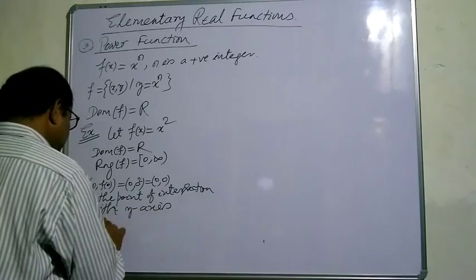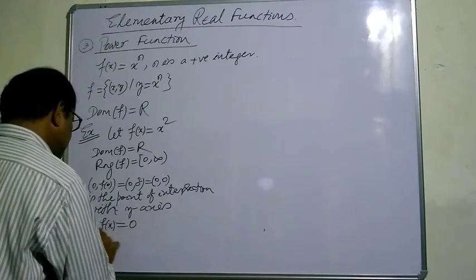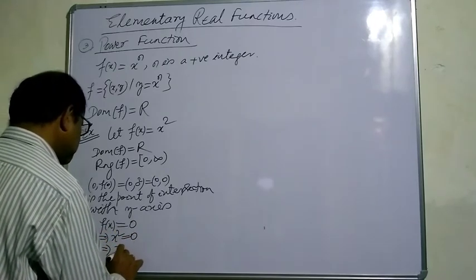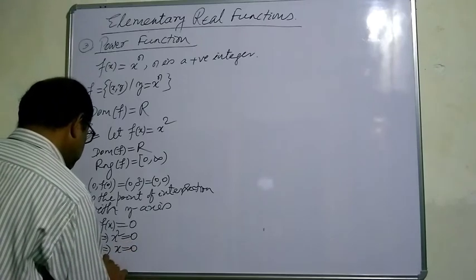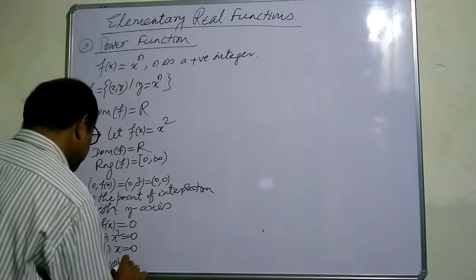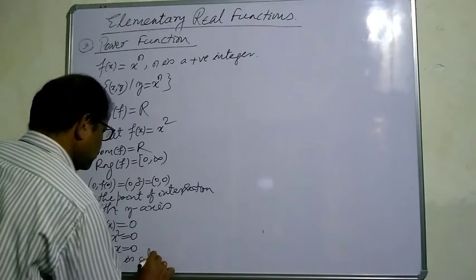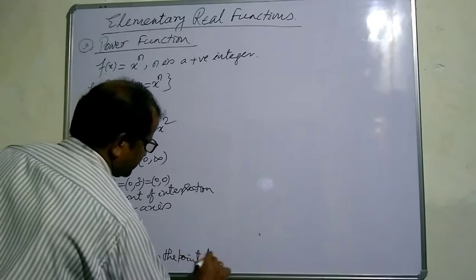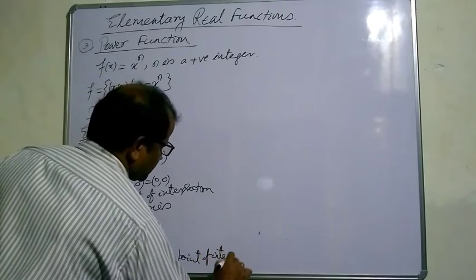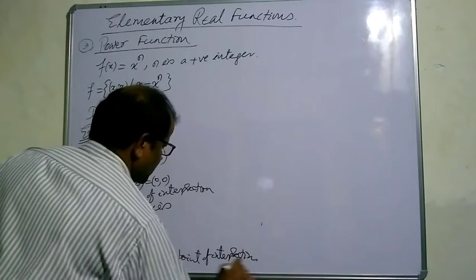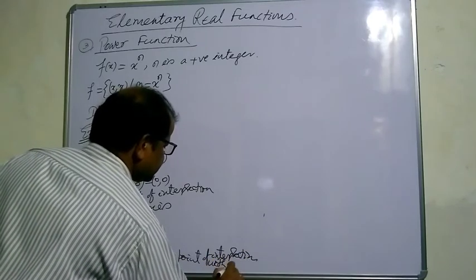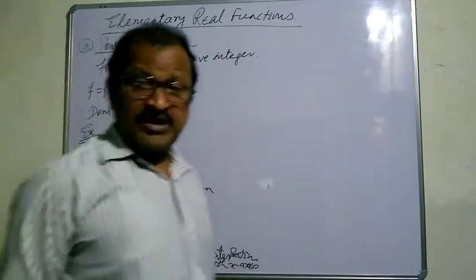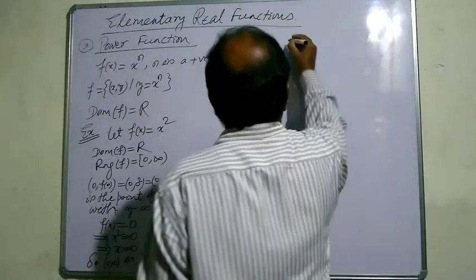And similarly, f(x) equal to 0 implies x square is equal to 0. This implies x is also 0. So (0, 0) is also the point of intersection with the x-axis, right? This is also.